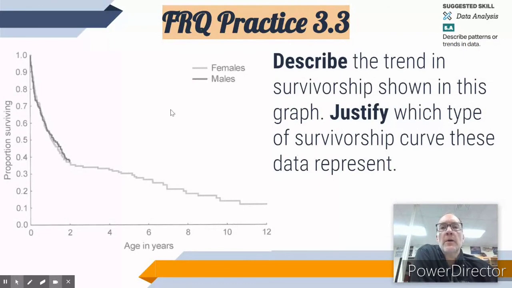All right, FRQ practice. Here is a graph. Describe the trend in the survivorship shown in this graph, and I'd like you to justify which type of survivorship curve this data represents. Good luck.